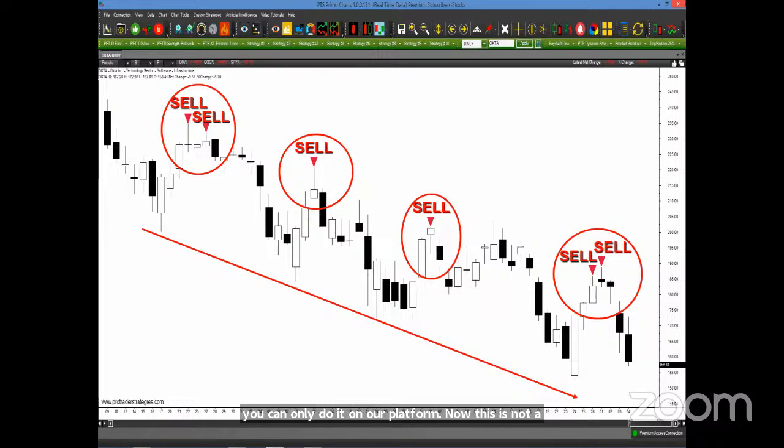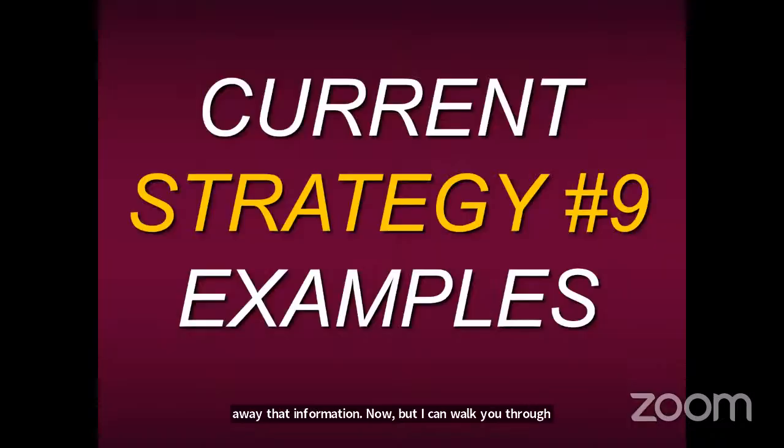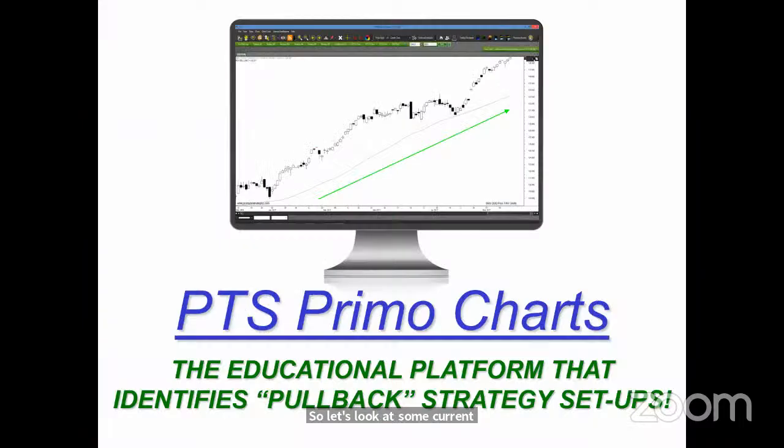We teach you all the rules of what to look for and how to actually trade, all the entry points, exit points, stop placement. We teach you all of that in the course. So I can't give away that information now, but I can walk you through with some actual charts on our platform. So let's look at some current strategy number 9 examples. And remember, we're going to use this on the platform and show you how simple it is to apply the platform to actually identify these high probability pullback setups.